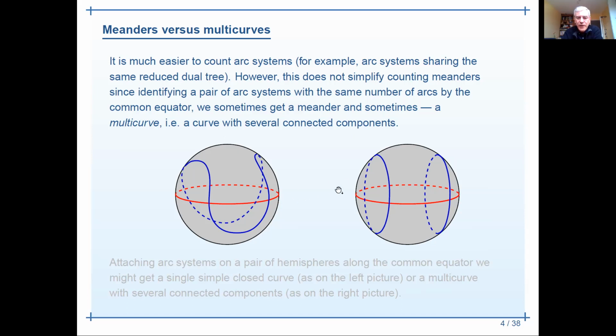So in both cases, this is just a tennis ball. And if I cut this tennis ball along the equator, depending on the angle which I use to twist the tennis ball and to join the ends of the corresponding blue line, the ends of the corresponding pair of arc systems, sometimes I get a single connected blue line, like on the left picture, which is a meander, which is exactly what we want to get. And sometimes I will get a blue multi-curve on the right picture.